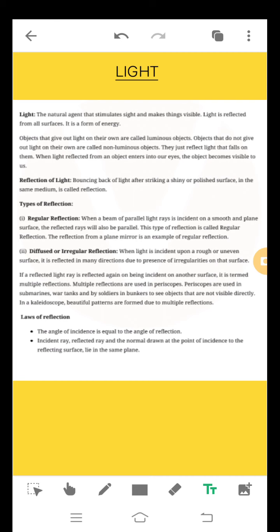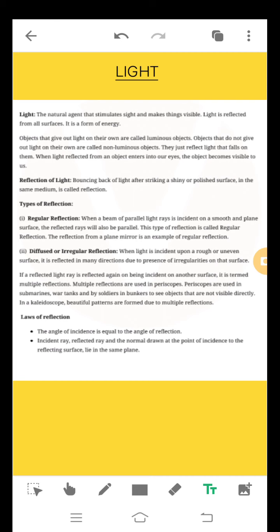If a reflected light ray is reflected again on being incident on another surface, it is termed multiple reflection. Multiple reflections are used in periscopes, and periscopes are used in submarines, war tanks, and by soldiers in bunkers to see objects that are not visible directly. Even in a kaleidoscope, beautiful patterns are formed due to multiple reflections.